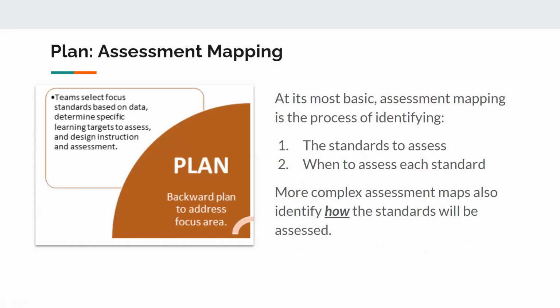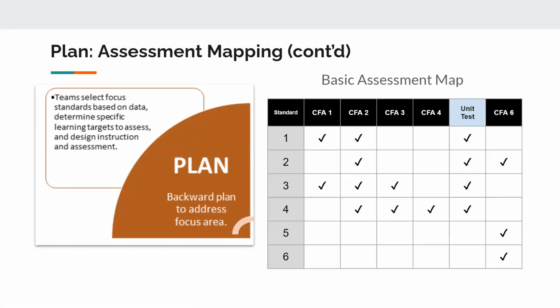So at its most basic, we're talking about assessment mapping, and assessment maps tell us the standards that are assessed and when each standard is assessed. More complex assessment maps also identify how the standards are assessed, and you'll see that in just a moment. So this is a basic assessment map. You can see we have the standards listed here. For simplicity, they're just listed by number.